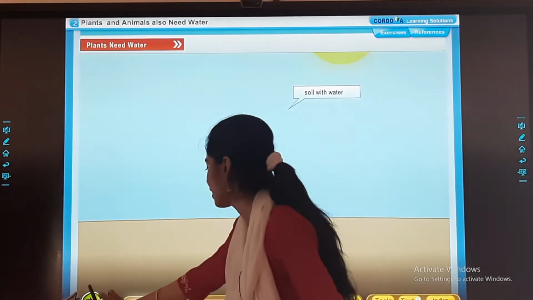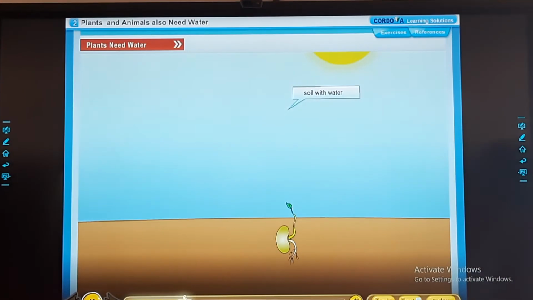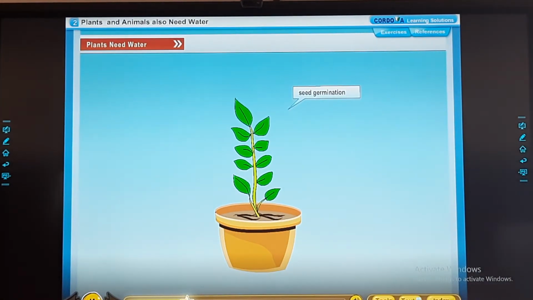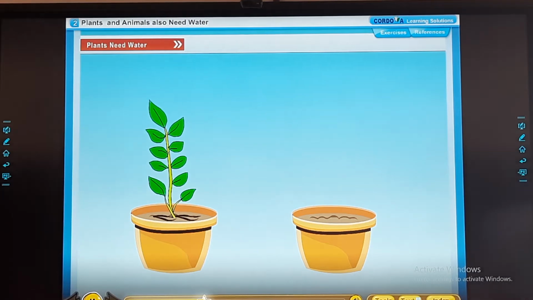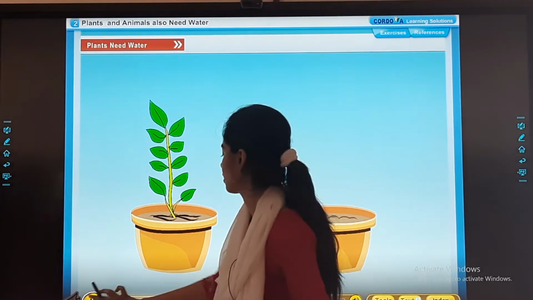Now let's see. See small green plants coming out of the second pot, while nothing grows in the first pot. This happens because the seeds in the second pot get water to grow. This growth of seeds is called germination. So, we can say water is needed for the germination of seeds.